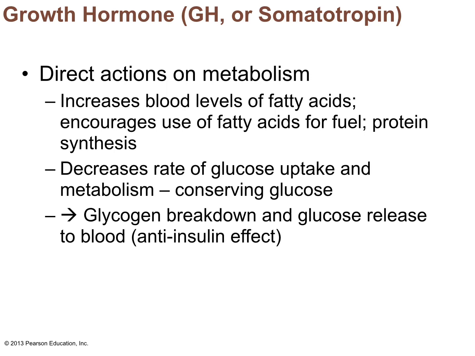So with actions of growth hormone, there are direct and indirect actions. Direct actions on metabolism are things like increasing levels of fatty acid, using those fatty acids for fuel, also protein synthesis. This is an anabolic hormone, by the way. Whenever you hear that something increases protein synthesis, that's anabolic. Another thing that it does, it decreases the rate of glucose uptake, conserving glucose. It has an anti-insulin effect.